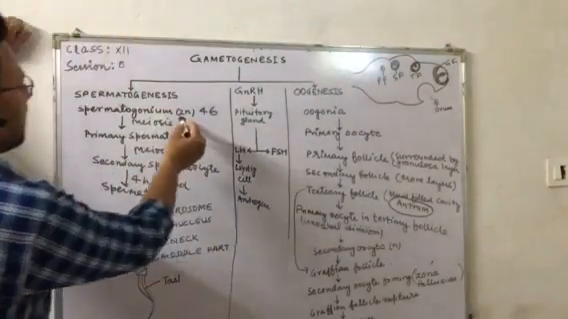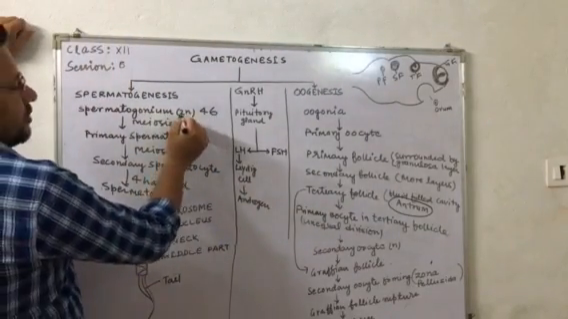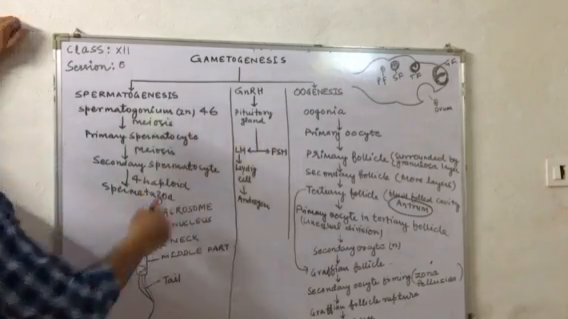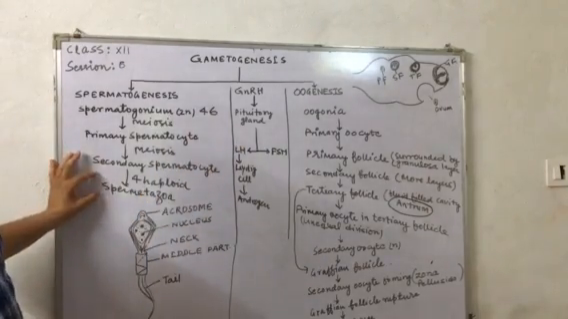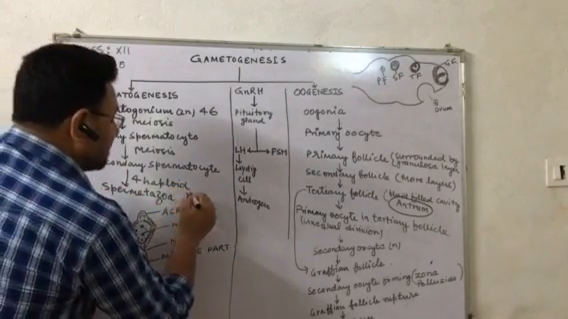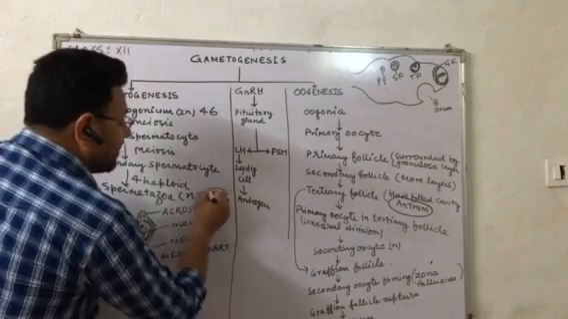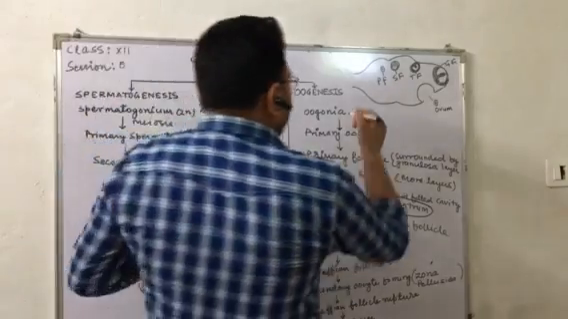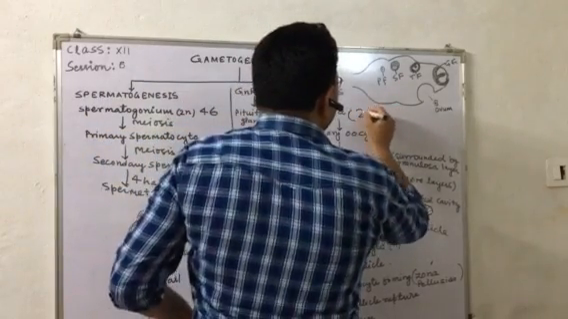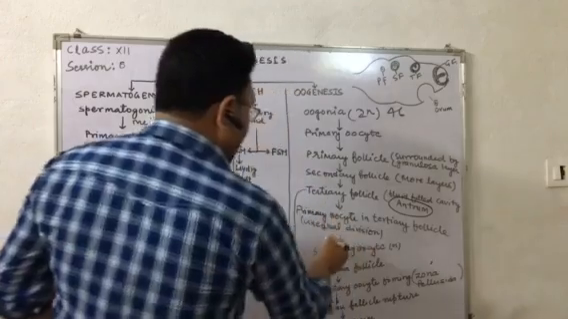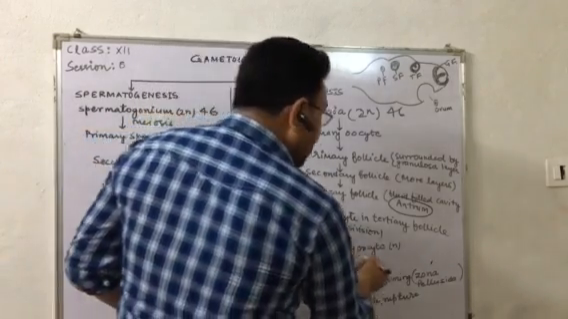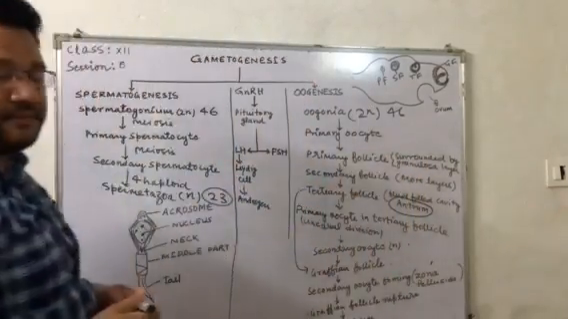Here it was having 2n chromosomes. So as 2n chromosomes, it means 46 chromosomes will be there. And when it came to the stage of spermatozoa, it is getting haploid. So the number of chromosomes became what? 23. The same will be there. Here also it will be 2n. It means 46. And here also it will be n. Haploid.